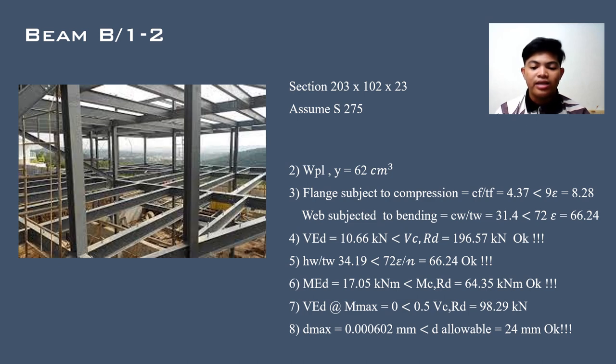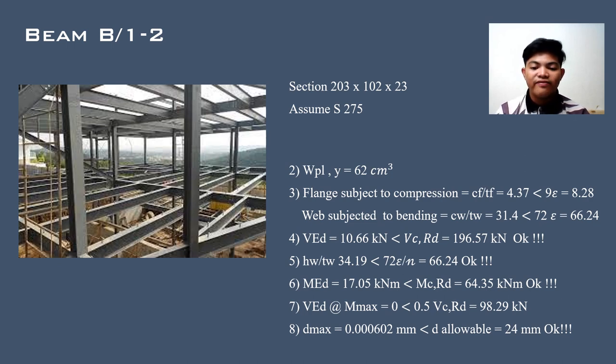This flange is in class 1. And for the web subject to bending, c/tw equals 31.4 is less than 72 equals 66.24. For step 4, VEd equals 10.66 kN is less than Vc,Rd equals 196.57 kN. It's okay. For step 5, hw over tw equals 34.9 is less than 72 equals 66.24, and this is okay.